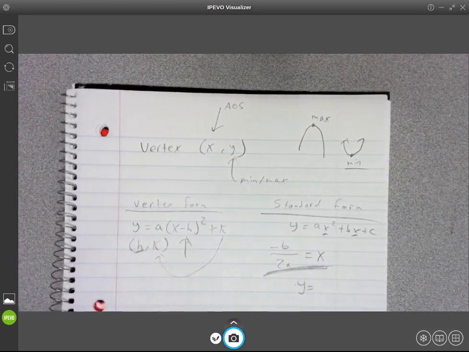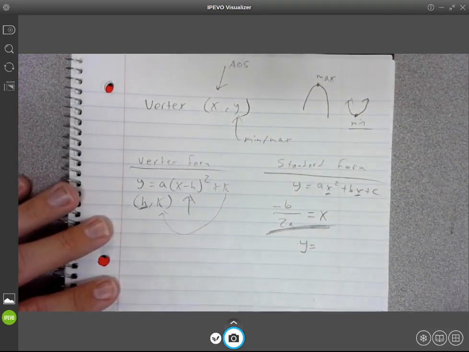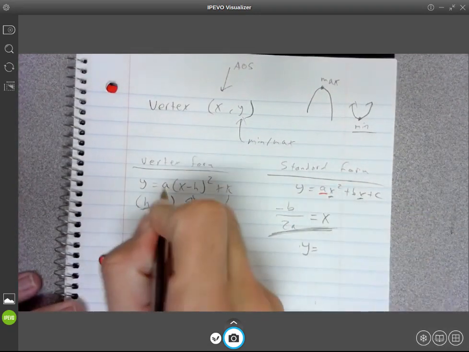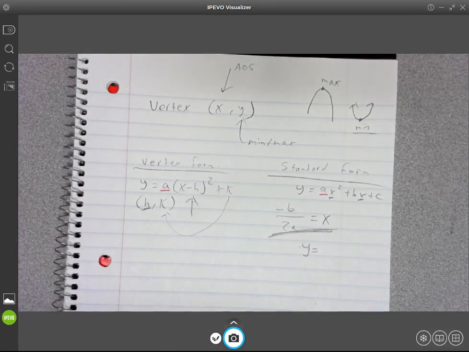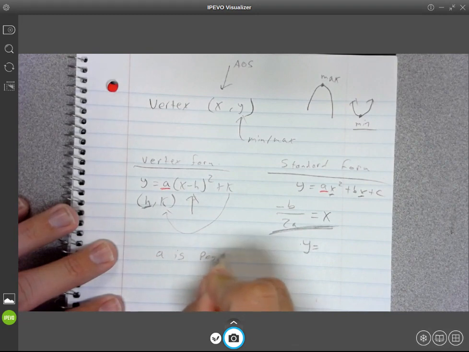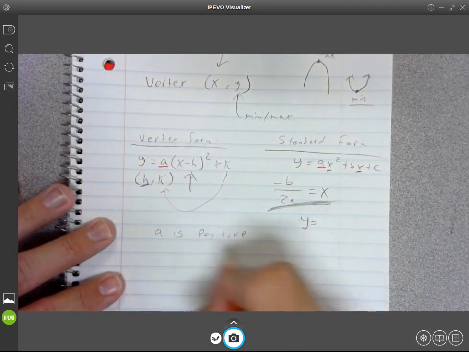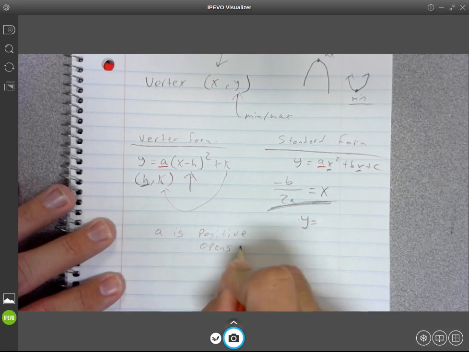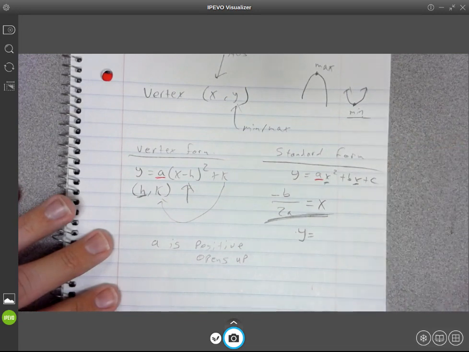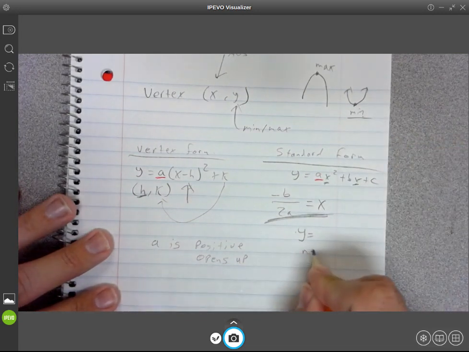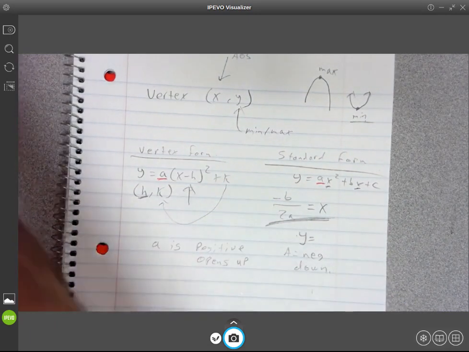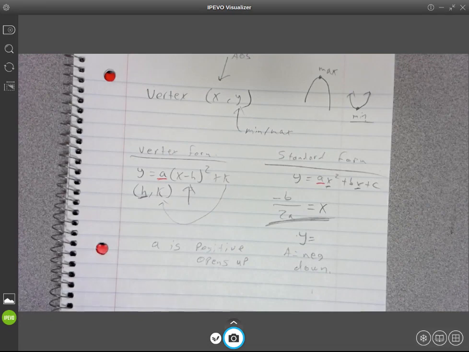Okay? Now, the way that you can tell algebraically is by looking at the A term, okay? Whether it's in vertex or standard form. If A is positive, then it opens upward, all right? And if it opens upward, it has a minimum, okay? And if A is negative, then it opens downward, obviously. Those are only two options there.